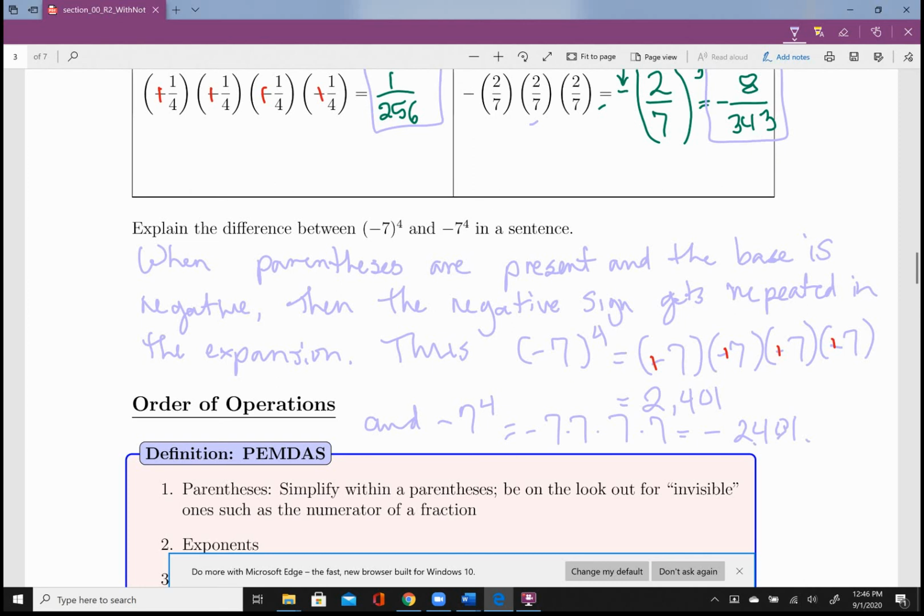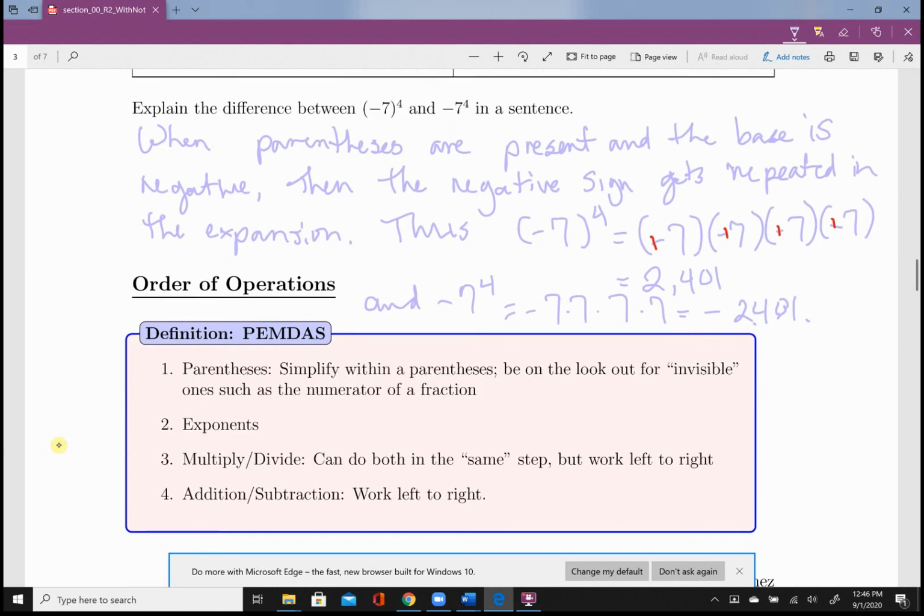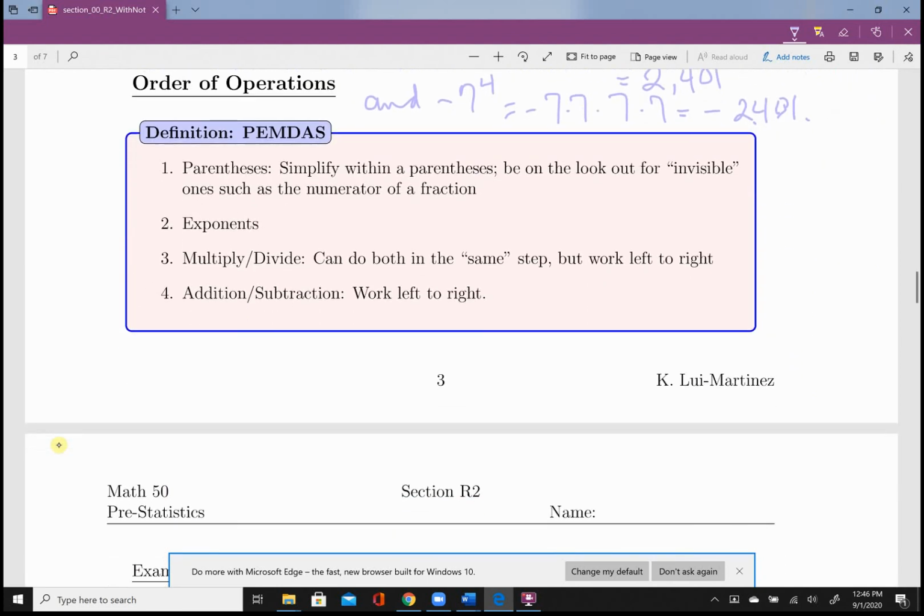That'll do. There's a little bit more than probably you need to. But there you go. That'll do as far as explanation is concerned between the difference between a base of -7 versus a base of 7 in which the exponential expression is negative. Okay? Cool, cool, cool. Now we're going to dive into order of operations.